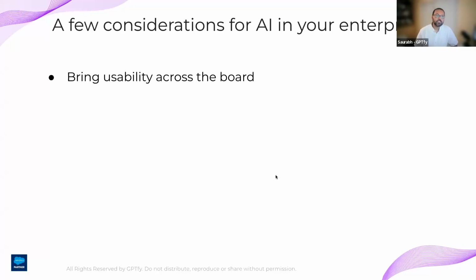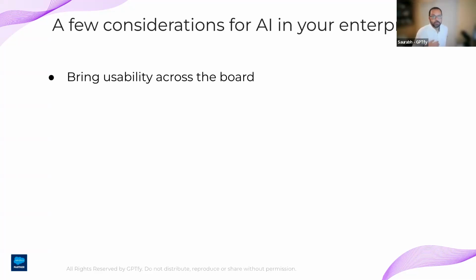So what are some of the things to consider when you think about AI in your enterprise? There's a lot of chatter, a lot of noise when you talk about AI, and everybody thinks it's going to make you coffee and do all kind of cool stuff for us, and cars will fly and we'll have Harry Potter magic at our fingertips. But fundamentally, the whole idea of AI is to bring some of these usability across the board.